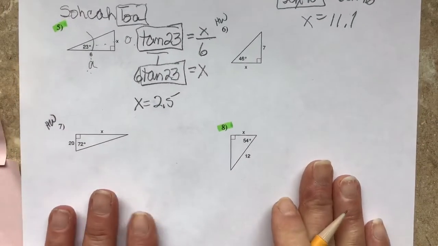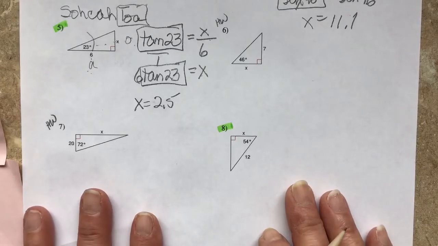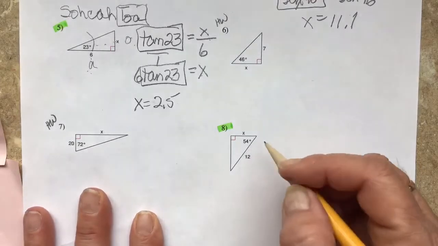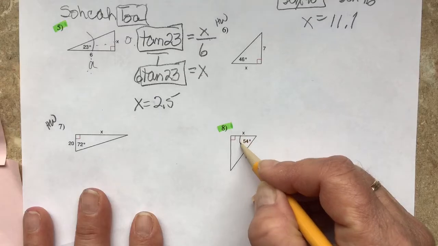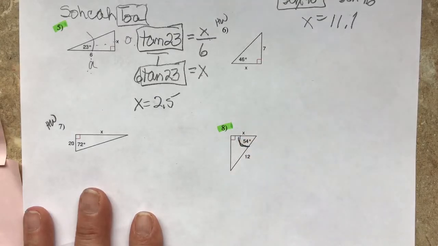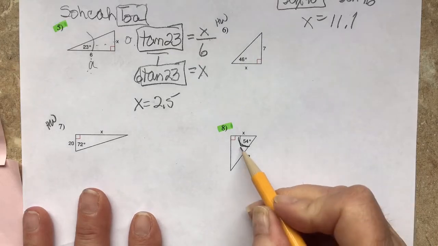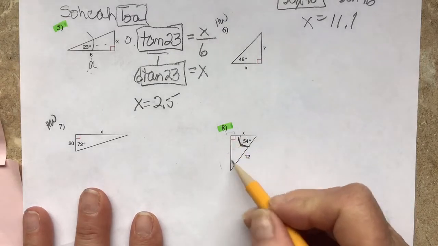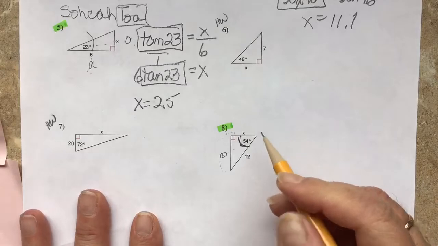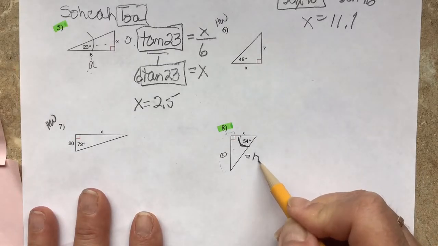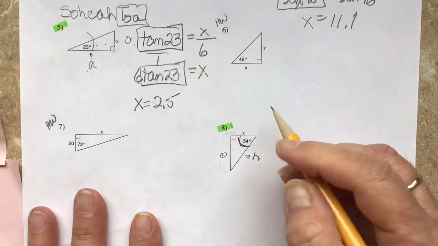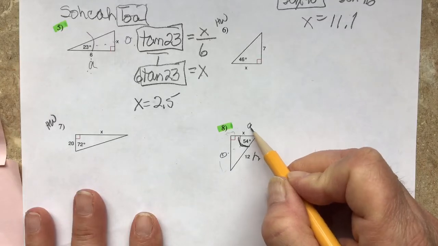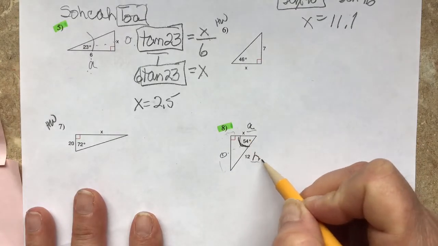All right, let's try number 8 now. Okay, number 6 is homework. All right, scoop your reference angle. Okay, if I go across the triangle, the unlabeled side is my opposite. The 12 is my hypotenuse, and the x is my adjacent. So I have A and H.